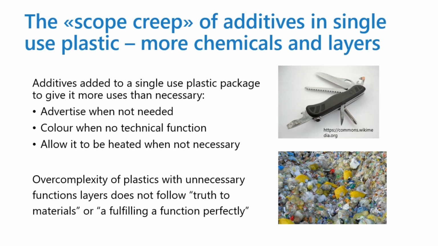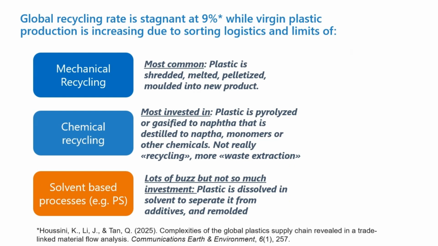So when you get these situations of over-complexity of materials in the product or over-complexity of chemicals in the plastics, they're not following these Bauhaus design principles of truth to materials and fulfilling their function perfectly. And just to tie this in to the circularity aspect, we know that recycling is stagnant at 9%, while virgin plastic production, primarily from fossil fuels, is increasing.